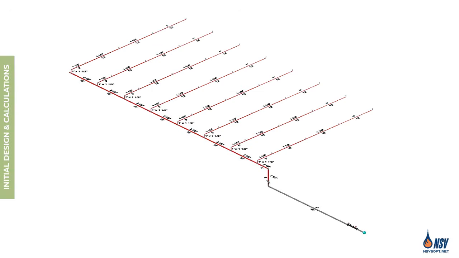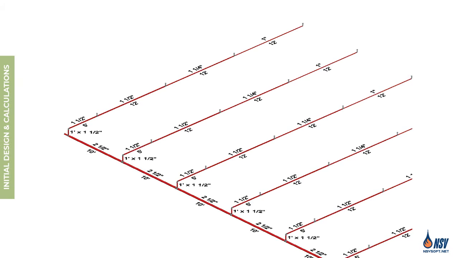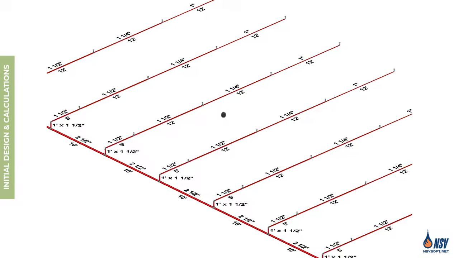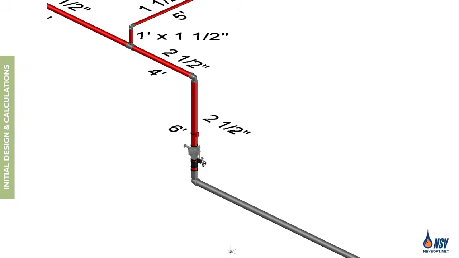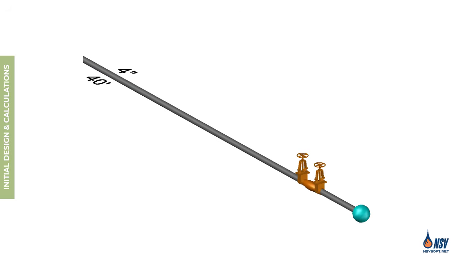As shown in the 3D view of our system, the sprinklers are installed directly on the branch lines, which are connected to the cross main through a 1-foot riser nipple. On the riser, we have a flow switch, a wet alarm valve, and a butterfly valve. In addition, a backflow preventer is installed on the 4-inch underground pipe.